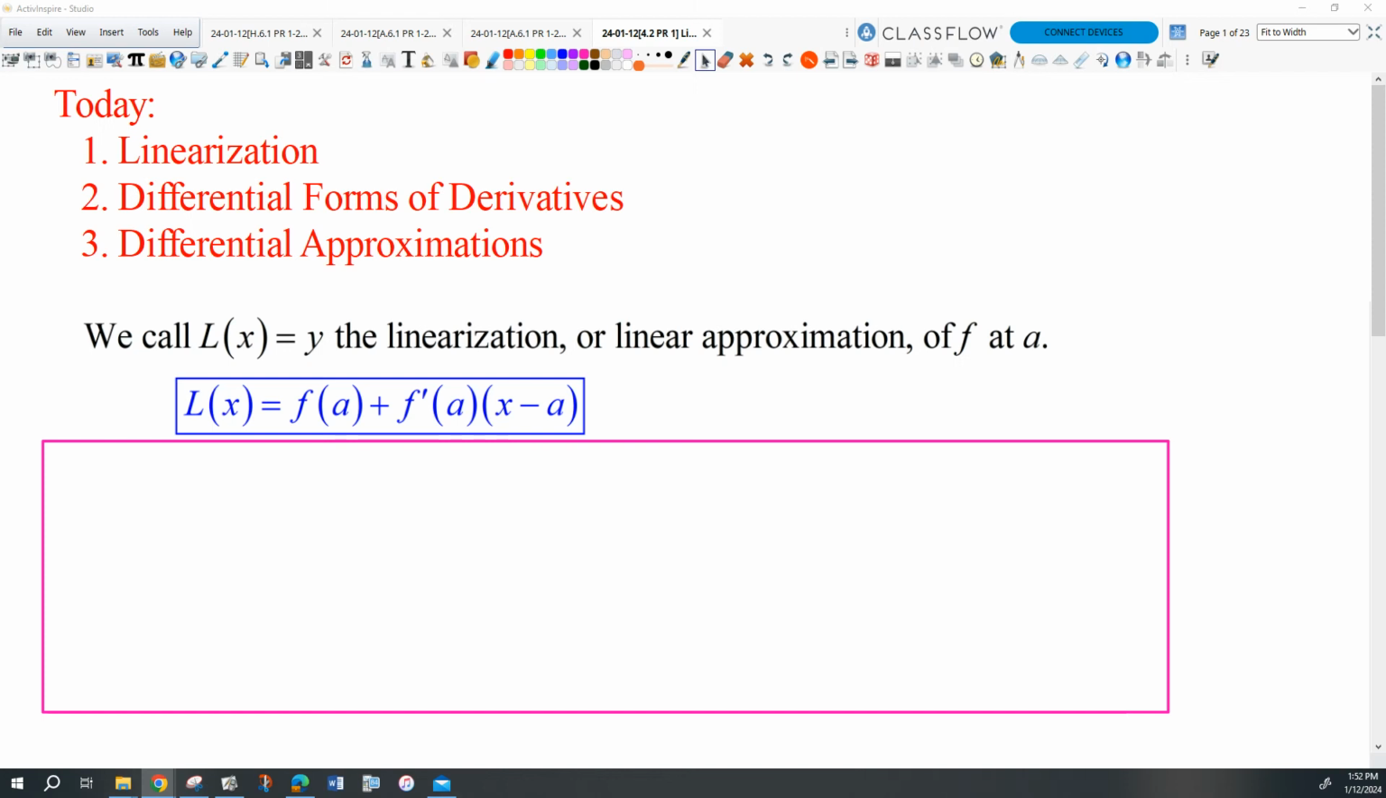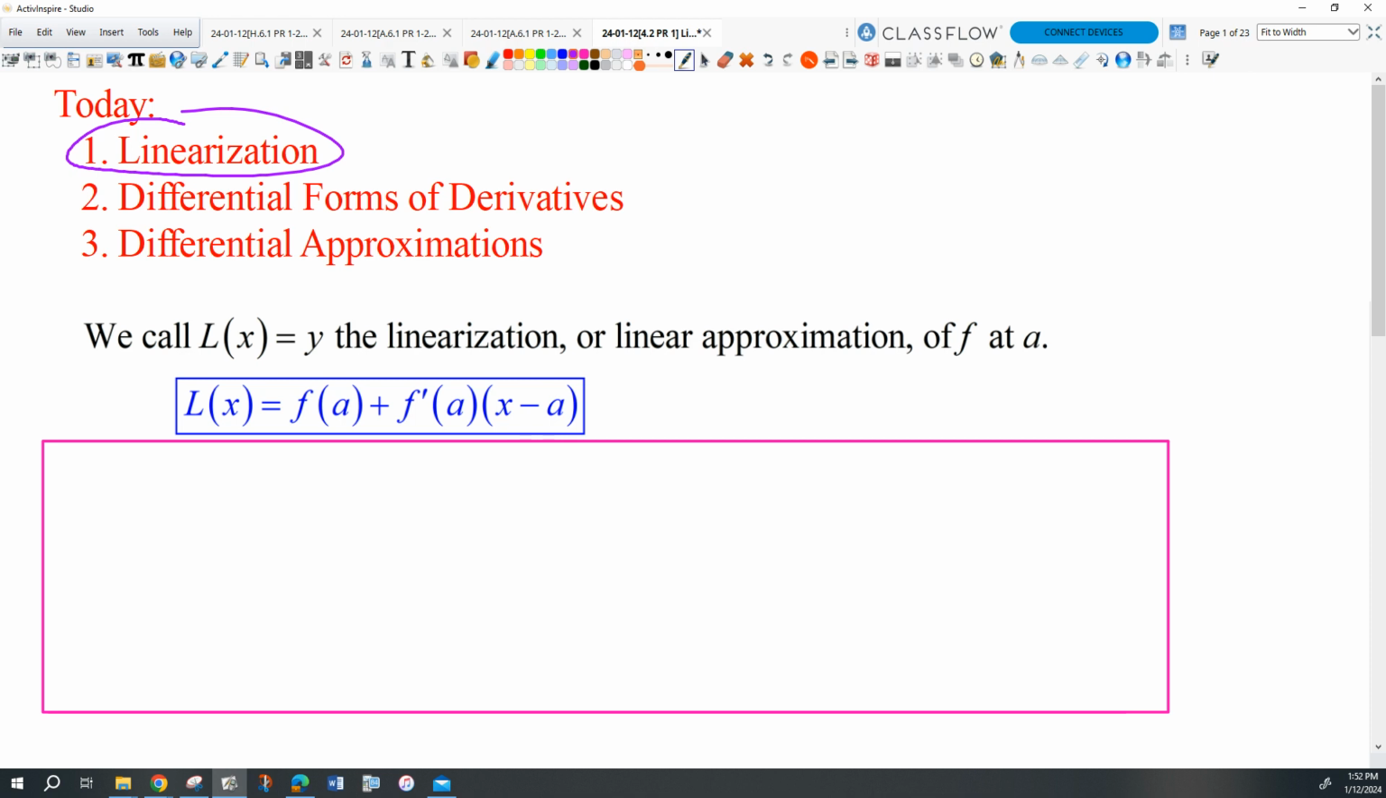I want to do today, very short, I want to look at the first homework assignment and essentially get you guys ready for that. So what we're talking about here is exclusively linearization. We're not really going to worry about differential forms of derivatives or differential approximations. We're just using linearization, right?